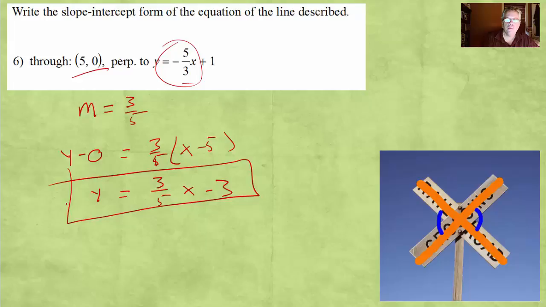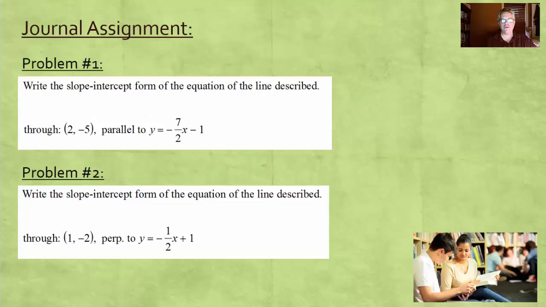Okay, beautiful. Now, that was my turn. I had fun. Time for you to have fun. So there are two problems here. The first one: write the slope-intercept form of the equation of the line described. So through this point, parallel to this line. So they have to have the same slope.